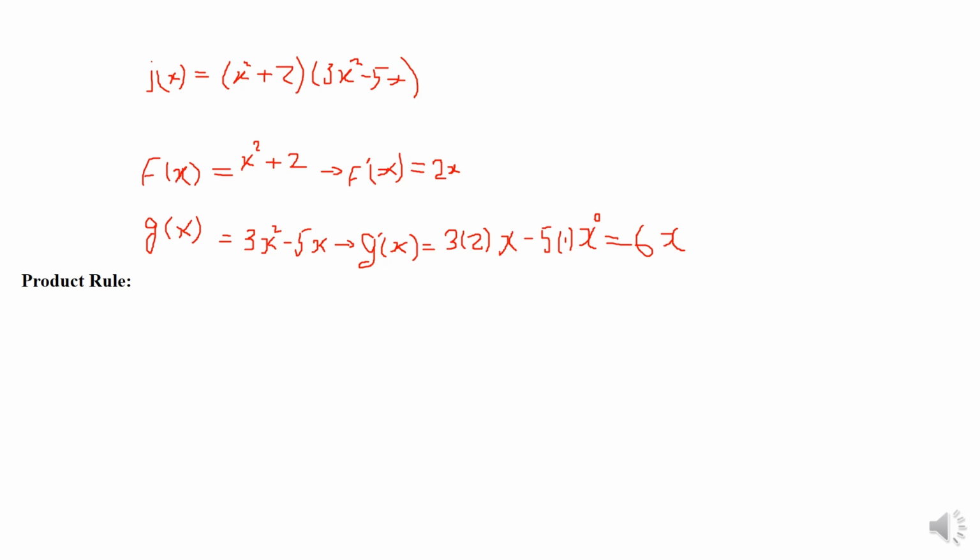If there is cube, let's take it 3x square. So the answer is 9x minus 5.